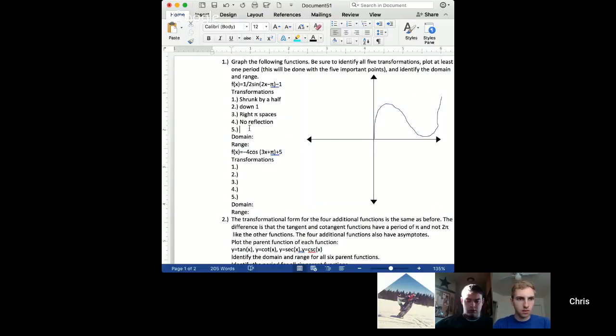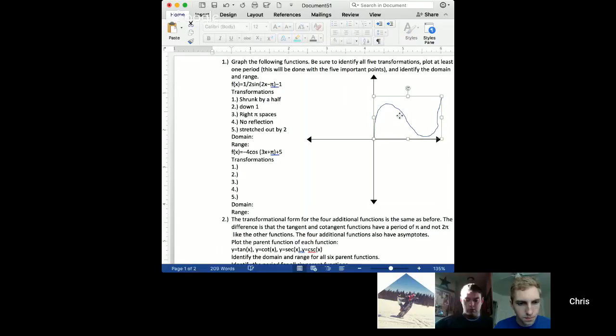Because it's x. Yeah, that makes sense. It'd be stretched out by 2 because it's x. So we have to stretch horizontally out by 2. Does that make sense? Yeah. So we want to cut that down by half, and we want to stretch that out by 2.